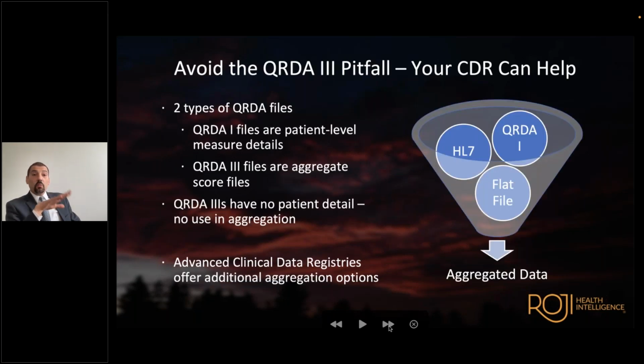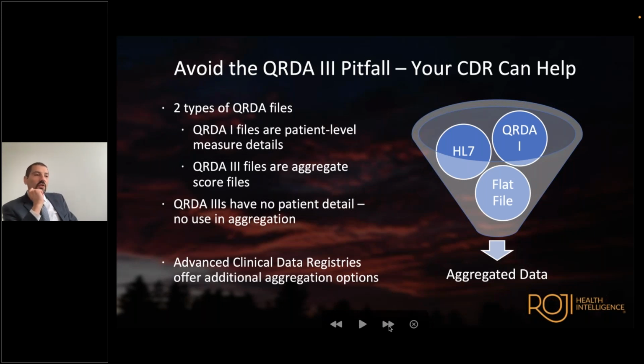So you need to avoid this one pitfall, and your clinical data registry can help avoid the QRDA3 pitfall. There are 2 types of QRDA files, and I apologize if this is review for some of you, but it's important to restate. QRDA1 files are patient-level measure details. QRDA3 files are aggregate score files. So a QRDA3 file will have the measure, the title, the number of patients in the denominator, the number who have been reported in the numerator, and what the performance met, performance not met, denominator exceptions. They have no use in data aggregation.